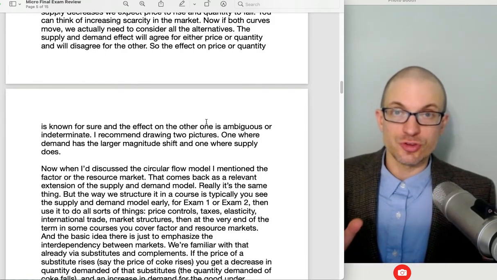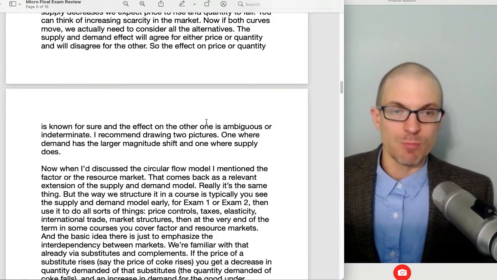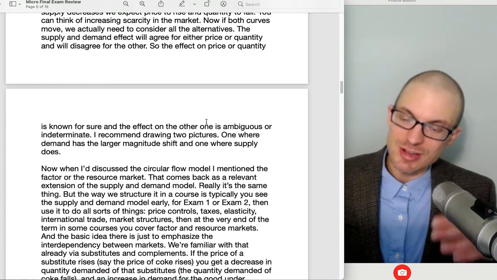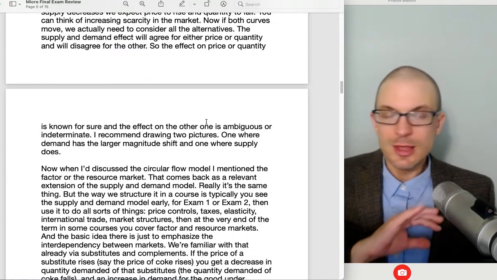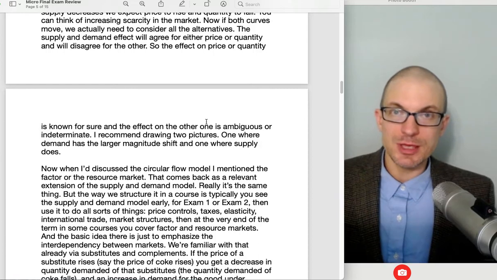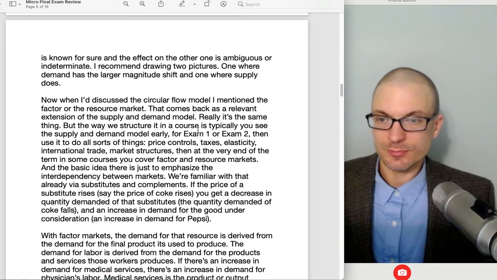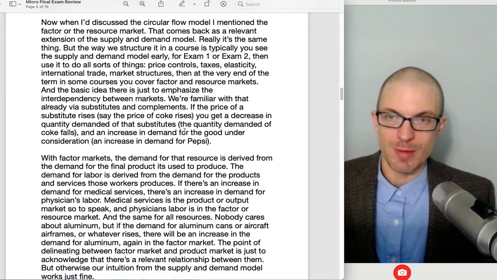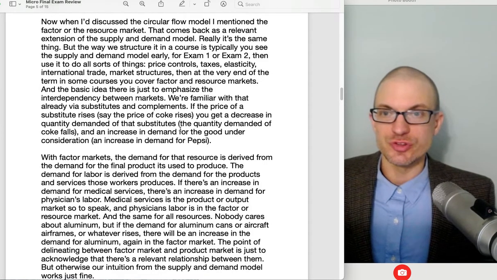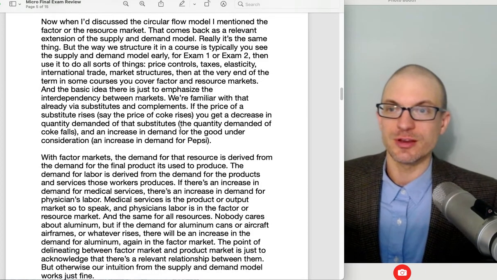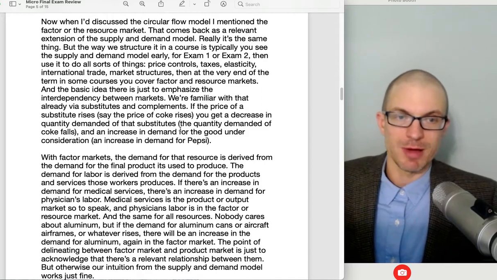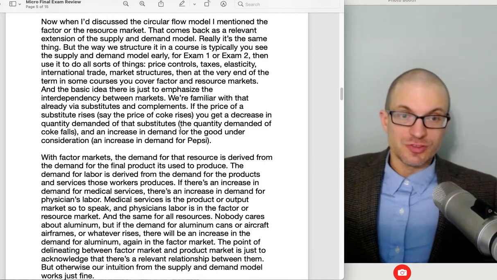To be able to discern or delineate between the two, we have to have more information. Otherwise, we just say if we have a decrease in demand and a decrease in supply, we get a decrease in quantity and an ambiguous effect on price. All right, so when I discussed the circular flow model, I mentioned the factor or the resource market, and that comes back as relevant as an extension for the supply and demand model. So it's really the same thing.